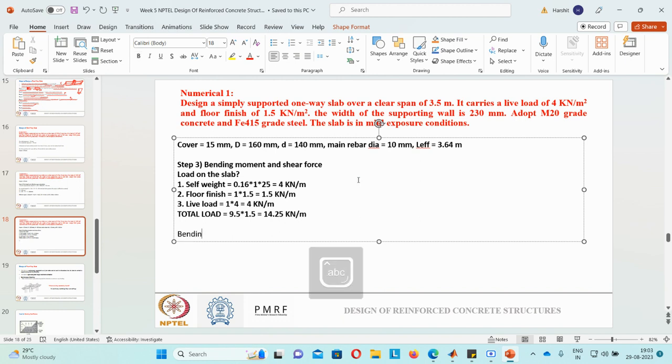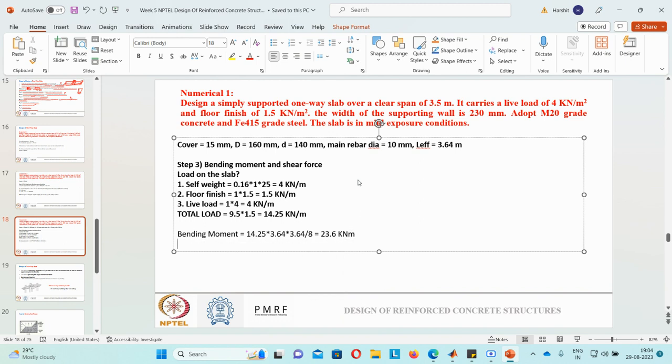Now bending moment. Bending moment will be nothing but W L square by 8. I know W, it is 14.25, L square is 3.64 into 3.64, divided by 8. So this value will come out to be 23.6 kilonewton meter. And the shear force will be W L by 2, so 14.25 into 3.64 divided by 2, which comes out to be 25.93 kilonewton. So this will be our bending moment and shear force for which we need to design the slab.